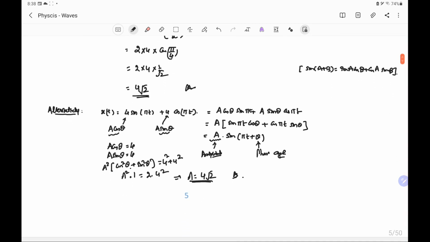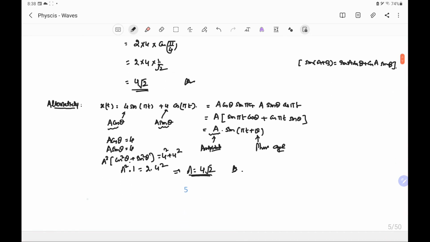Therefore, if we have an expression y equal to a sin omega t plus b cos omega t, then directly we can use the relation A equal to root of a square plus b square to find the amplitude of the resultant wave due to the superimposition of these two waves.